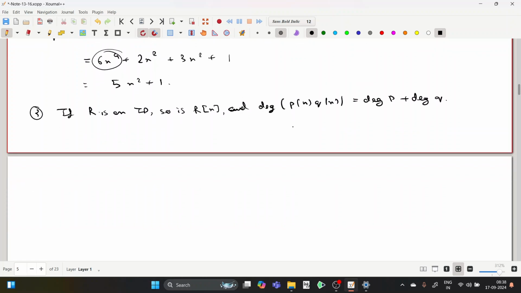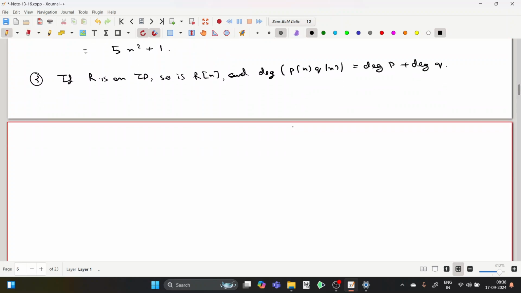Okay. Another important thing to notice is number 4. Let me add it separately. Suppose now, see, suppose R is a field. Then the question is, can I say R[x] is a field?